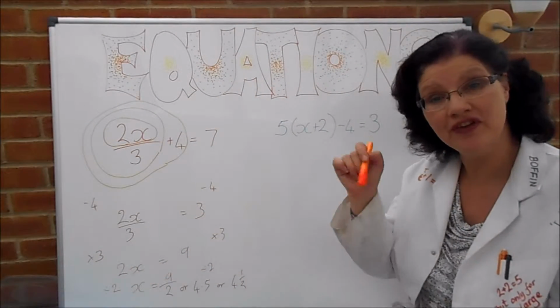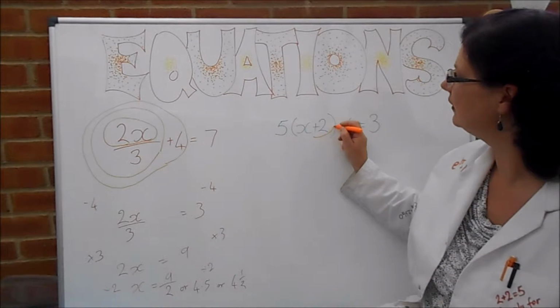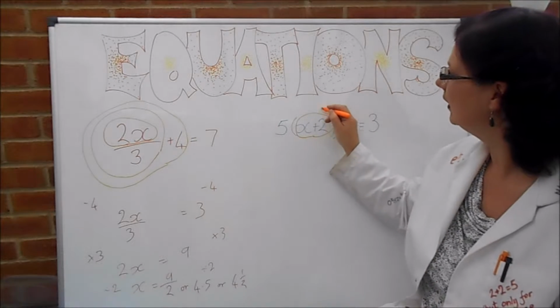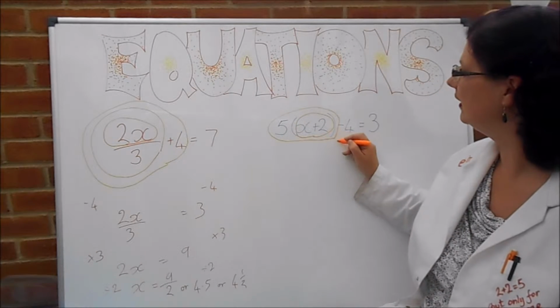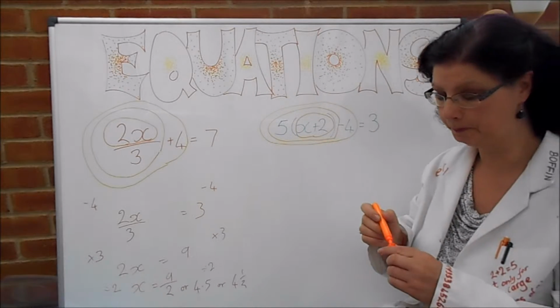Right, let's have a go with that. First of all, we're going to put the little rings around it. We've got brackets on here, so that means that that addition is the closest one, followed by the multiply, followed by the subtraction.